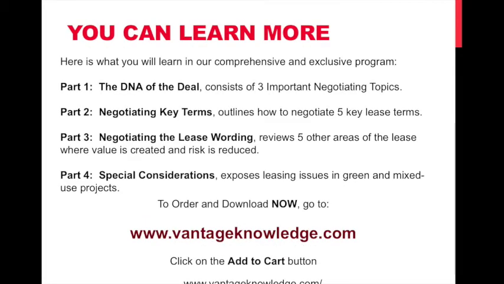Here is what you'll learn in our comprehensive and exclusive programs for either occupiers or landlords. In Part 1, we'll go over the DNA of the deal. It consists of 3 important negotiating topics. In Part 2, we'll negotiate 5 key terms. We'll show you what is important to negotiate, what is important to give a little bit on, and what you should never give any room for. In Part 3, we'll look at 5 other areas where you can negotiate in the lease wording to create value and reduce risk. And in Part 4, we will go over special considerations when leasing in green and mixed-use projects.